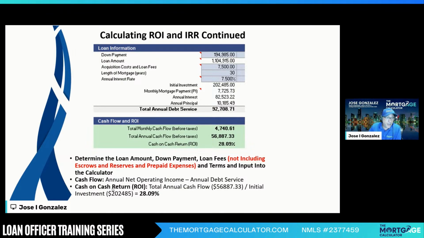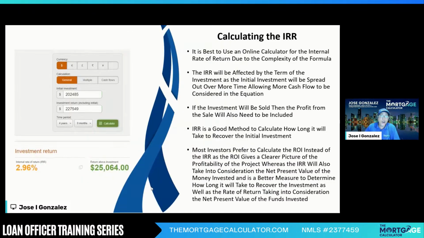So basically, once we have our cash flow, then the cash on cash return is basically dividing the annual cash flow, 56,887.33, by the initial investment of 202,485 to arrive at your return on investment of 28.09%.